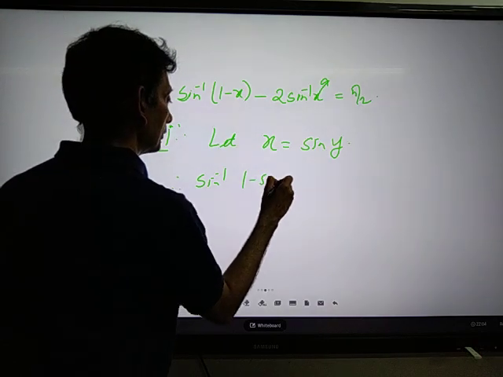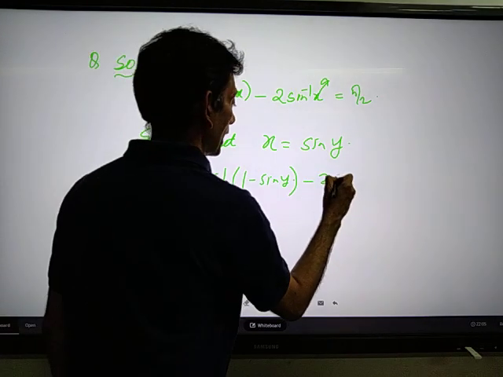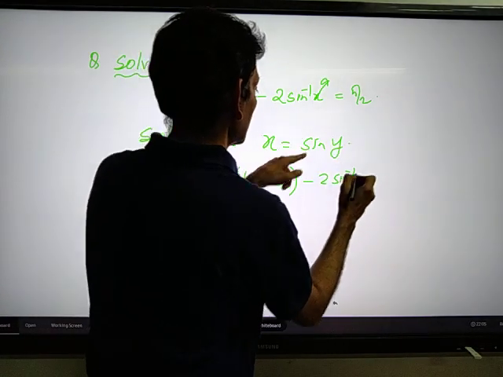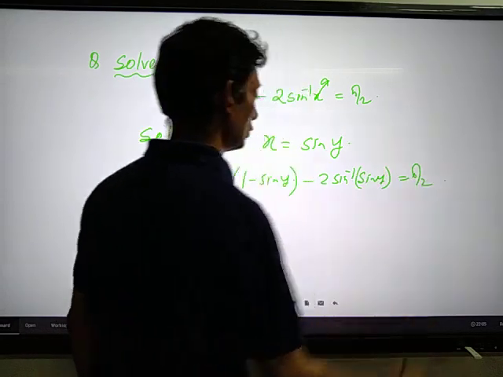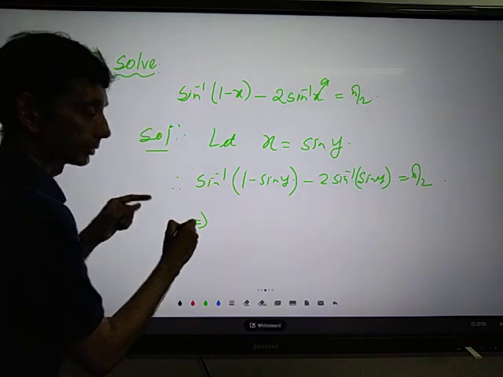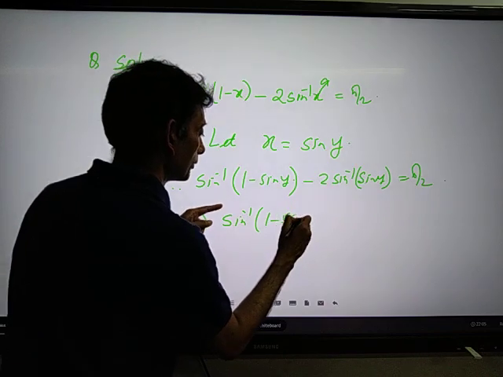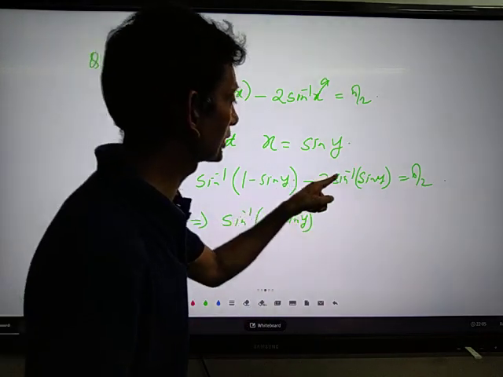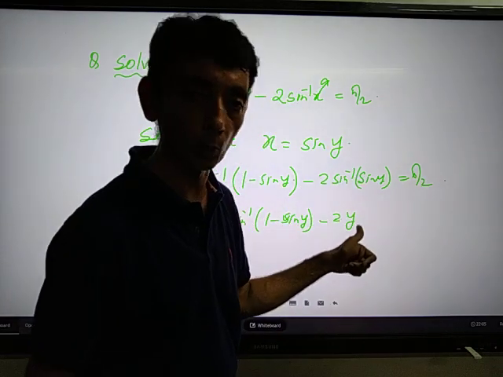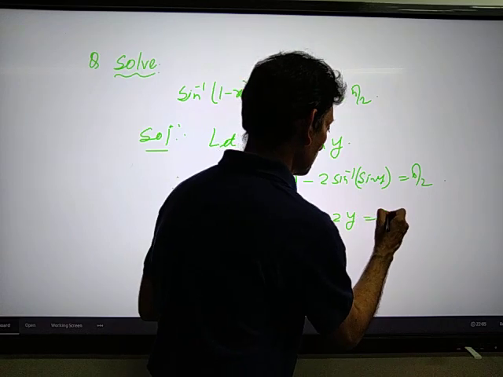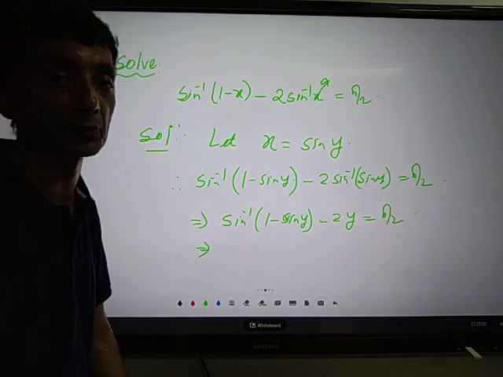(1 minus sine y) minus 2 sine inverse x, where the value of x is sine y, equals pi by 2. This implies sine inverse (1 minus sine y). Now what is 2 sine inverse sine y? It's minus 2y, because sine inverse sine y is y. So the expression equals pi by 2. Done? Yes. And next, what are the next steps?